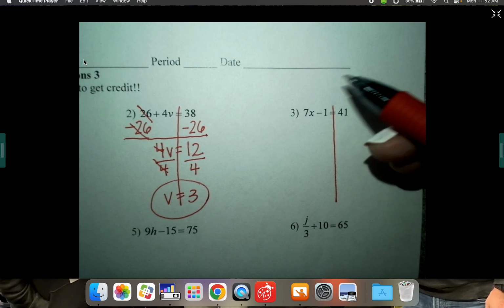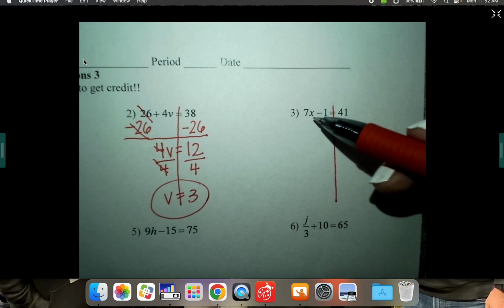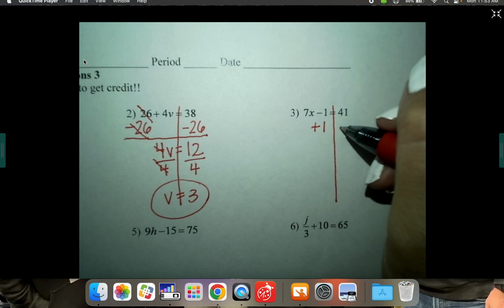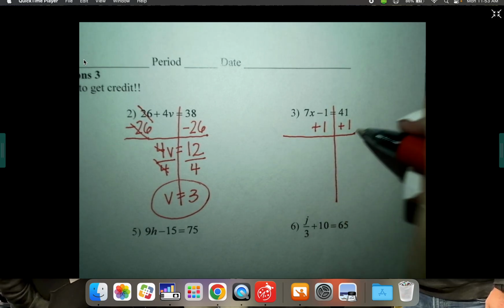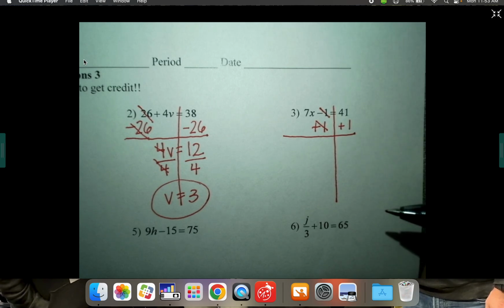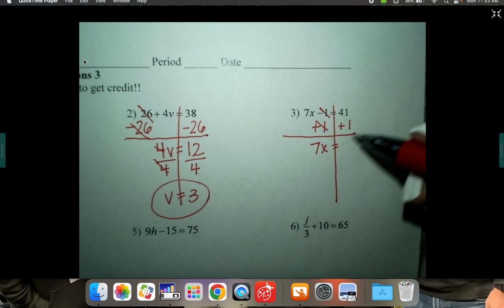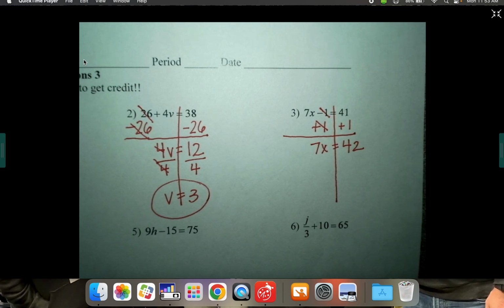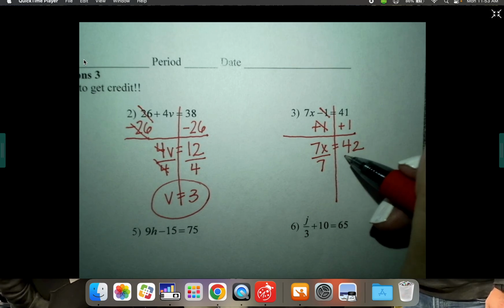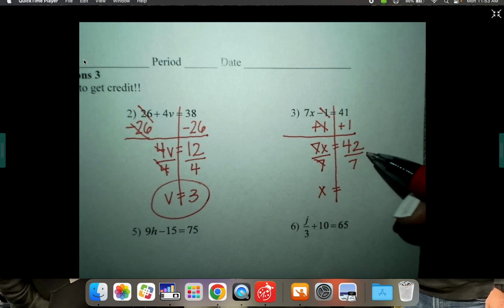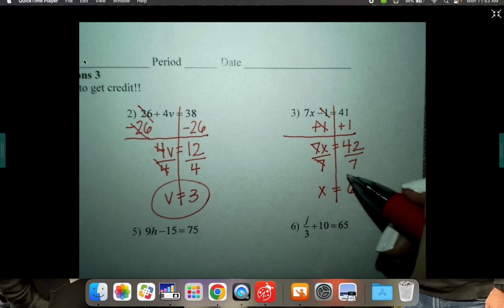Number 3, keep the variable and coefficient together. Get rid of the constant, which is minus 1. We're going to get rid of it by adding 1 on both sides. Negative 1, positive 1 is 0, so cancel those out. Bring down your 7x. 41 plus 1 is 42. And the last step, x is being multiplied by 7, so we're going to divide by 7 on both sides. 42 divided by 7 is 6.